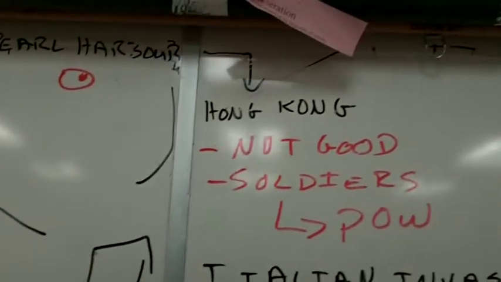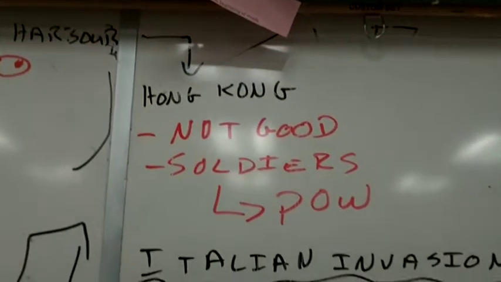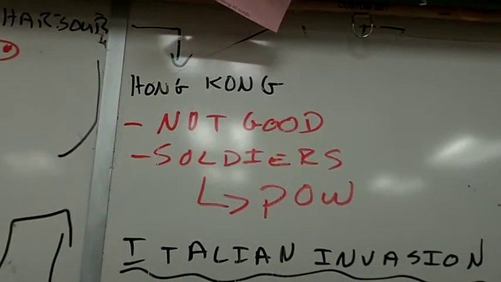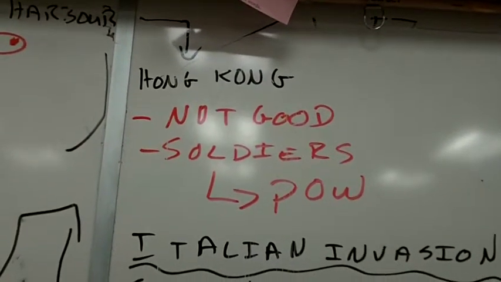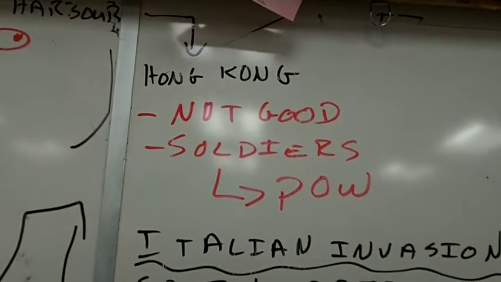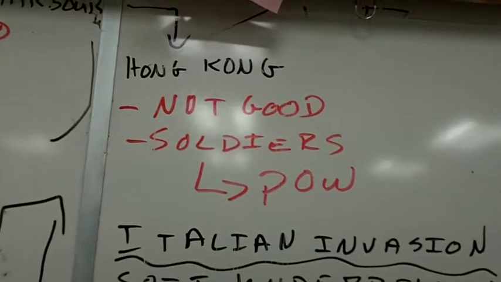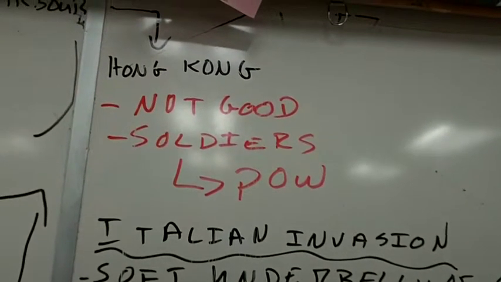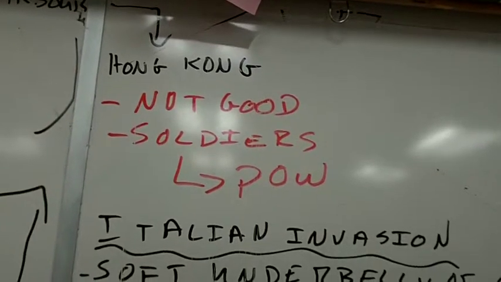The first place Canadians actually saw combat was in Hong Kong. It was not a good situation. Soldiers went there to defend it, knowing it was a suicide mission. On Christmas Day, Hong Kong was taken over by the Japanese, and most of the Canadian soldiers were taken prisoner of war or killed. It was awful living conditions for those soldiers.